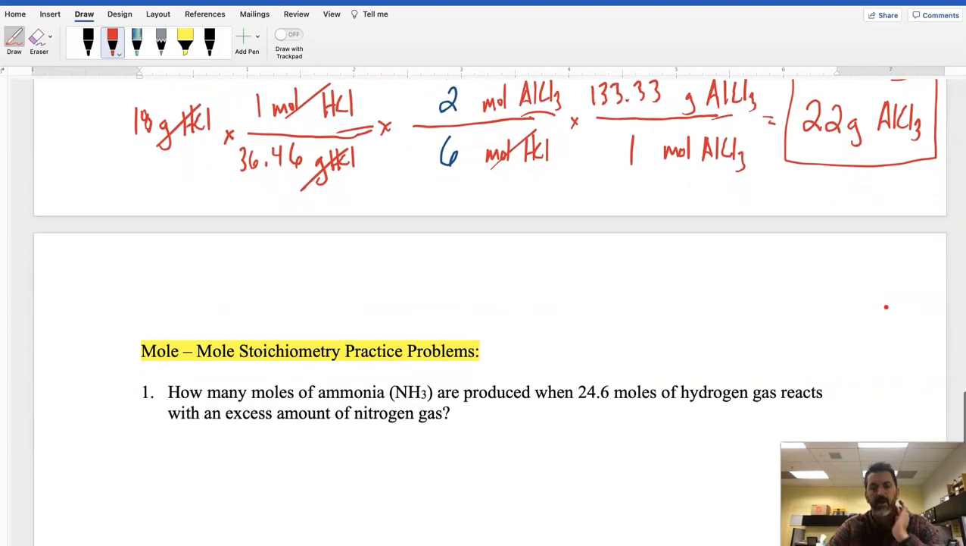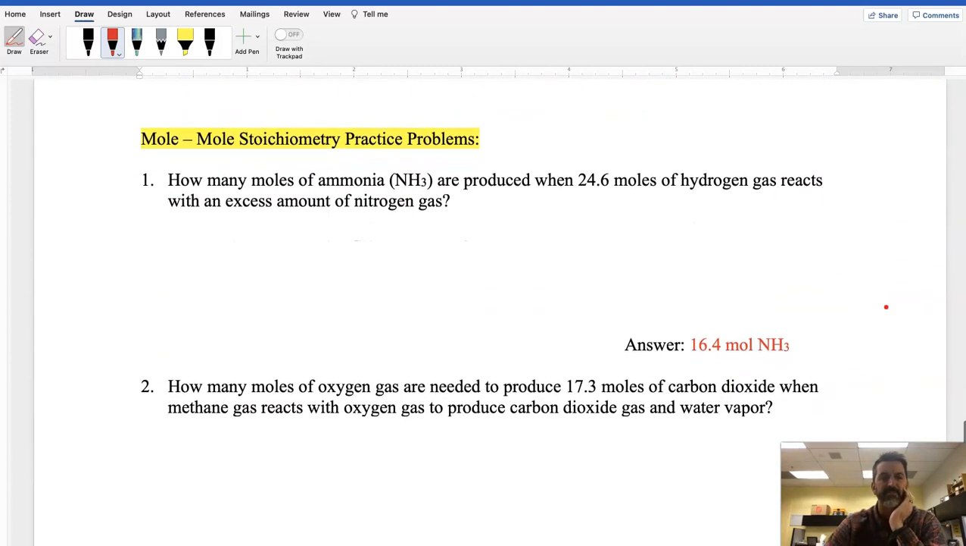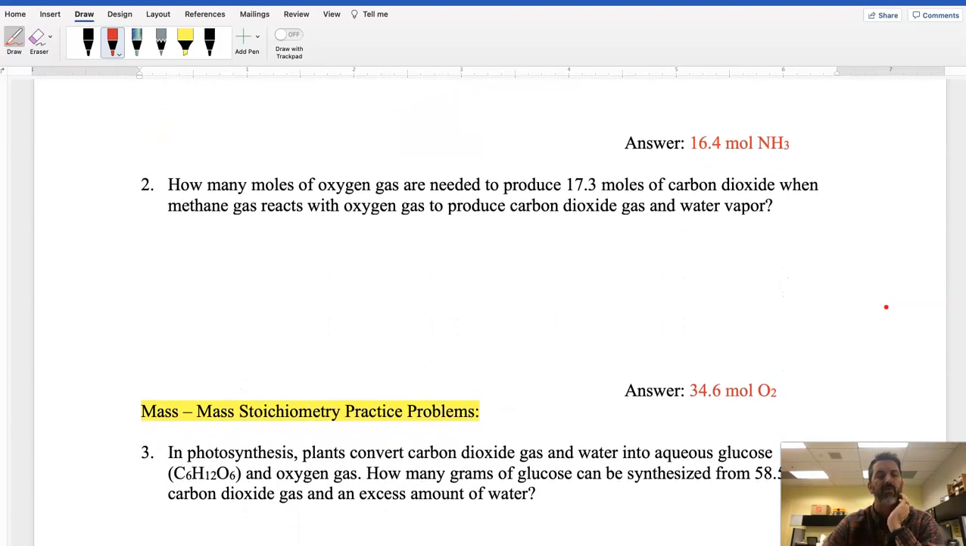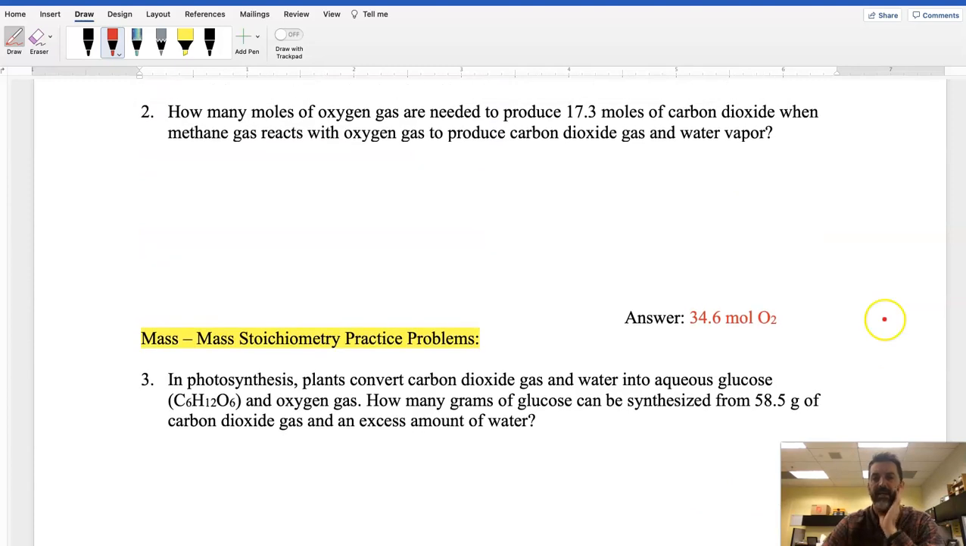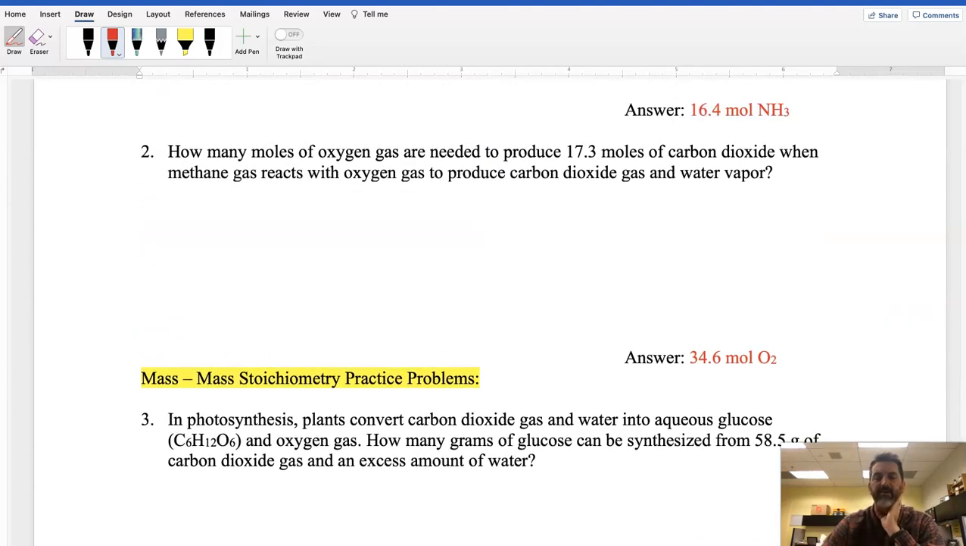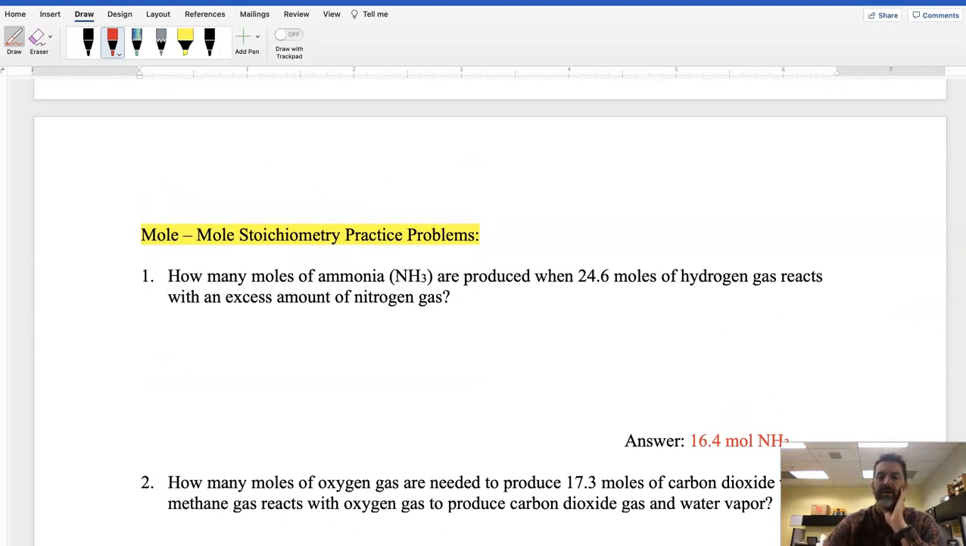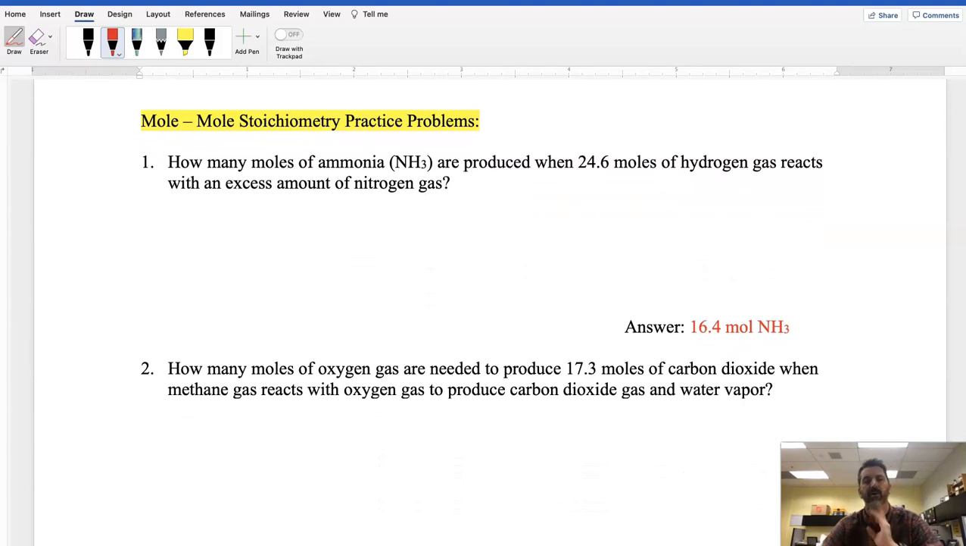So for homework, what you guys are going to do is on the next page, you're going to do the 2 mole-mole calculations, and then you're going to do the 2 mass-mass calculations. And I did leave the answer in the bottom there, so you can check your work as you're going through it. But you do need to show all your work, the balanced equation, and all the dimensional analysis. Hope that was helpful.